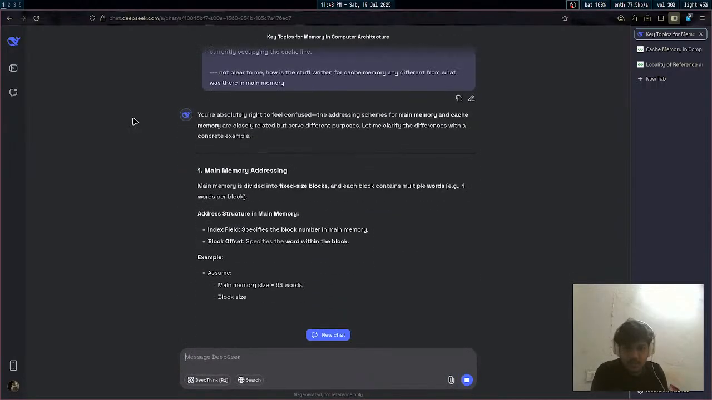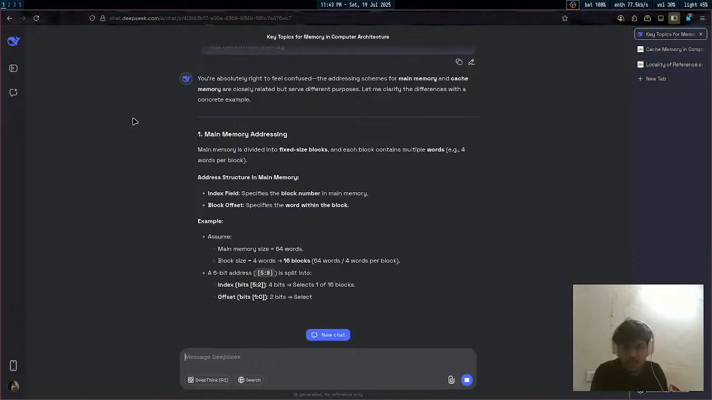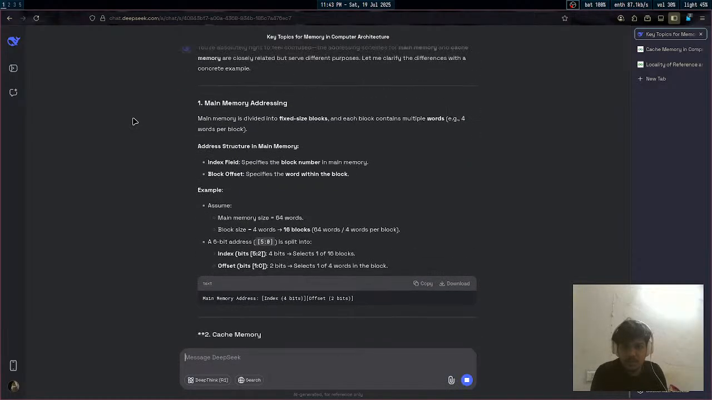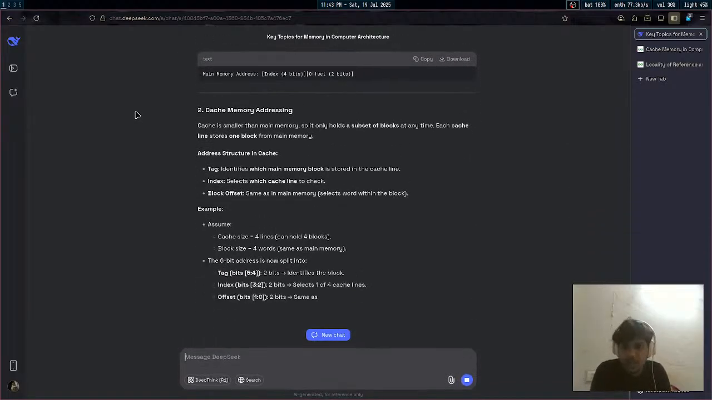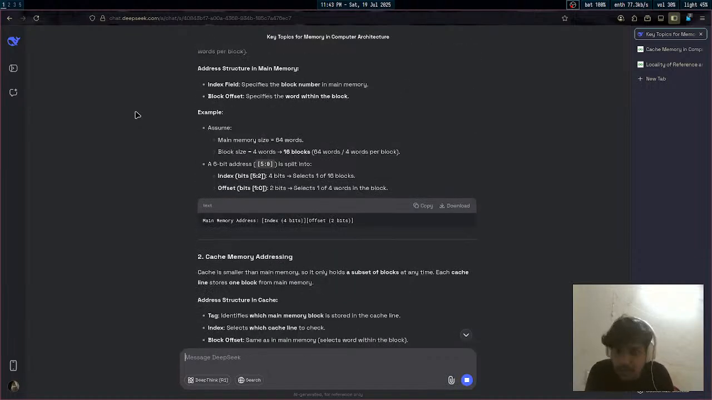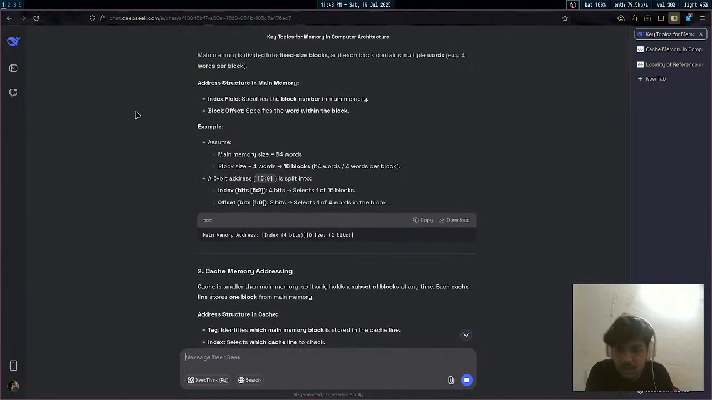Fixed size blocks, yes. Example, four words per block, yes. Address structure in main memory specifies block number in main memory, specifies word within. Yeah, I have no doubts in this. This is not something which I have any doubt in. The doubt comes here. Again, let me verify it once. I don't want to be stuck in here, right?